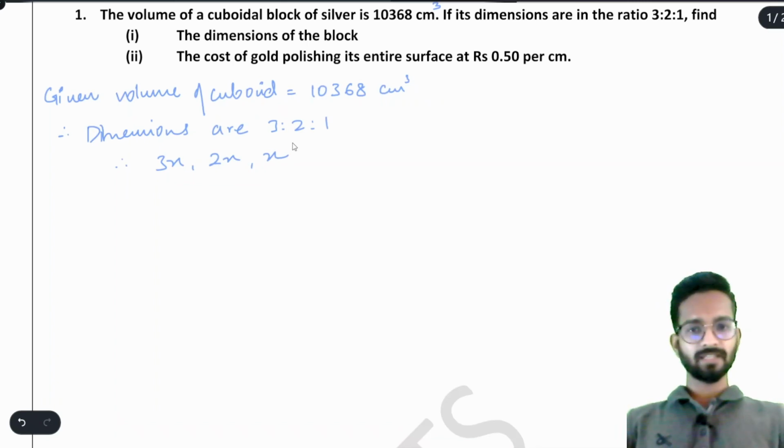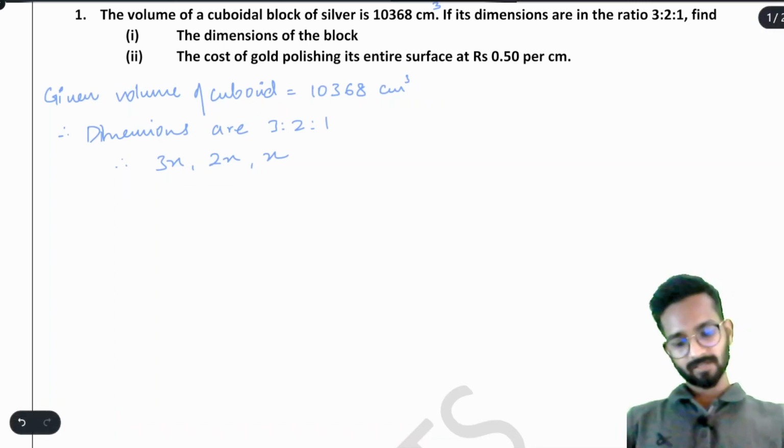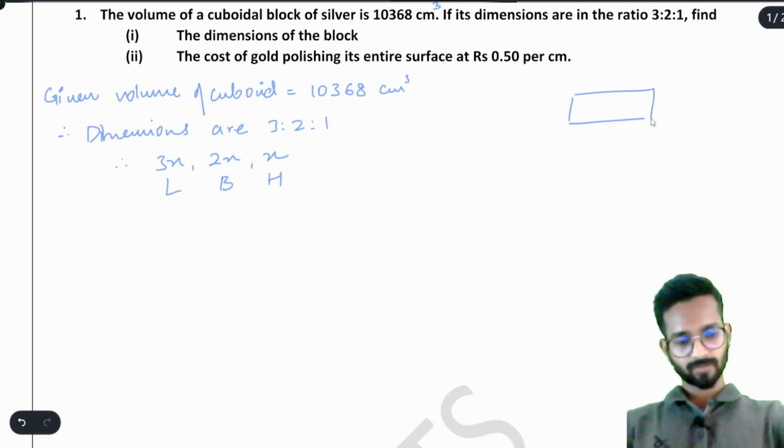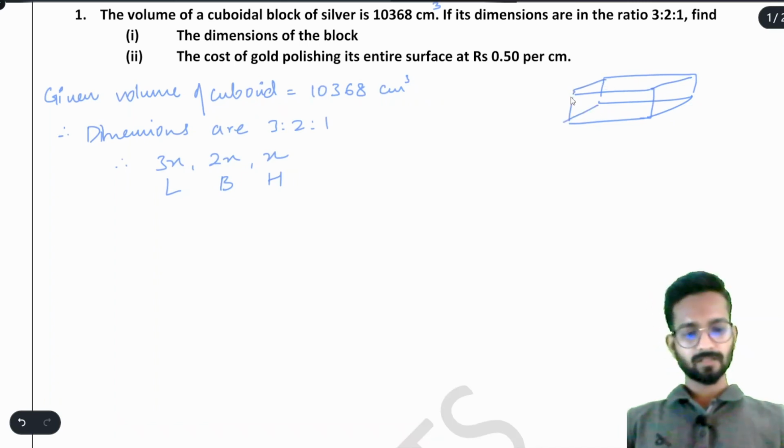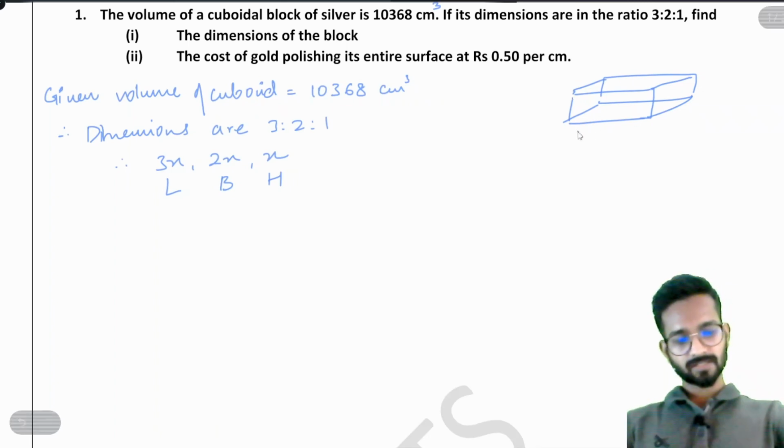You can assume anything as length, breadth and height. We are assuming 3x as length, 2x as breadth and x as height. So you can create a cuboid here. Then this is the cuboid. Now 3x, 2x and x. So length is 3x, this is 2x, and this height is x.